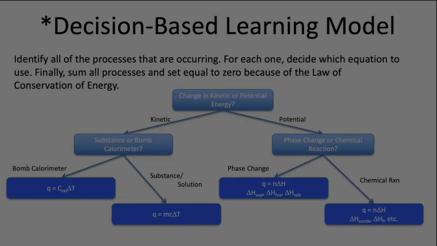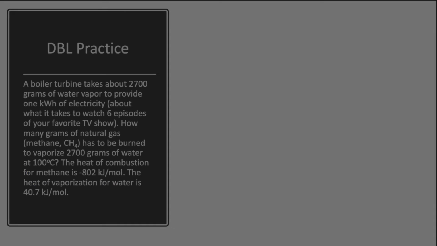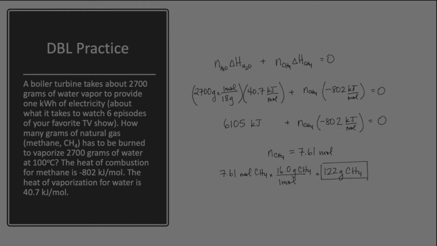And then I have my methane that I'm going to be burning. That's also a change in potential energy, but it's going to be a chemical reaction. So I'm going to use Q equals n delta H, but just for the chemical reaction. So if I come back to my problem, I'm going to have an n delta H for water and an n delta H for methane. If I add them together, because the heat that's released from the methane is going to be added to the water, they're going to add up to 0. So that is that problem.